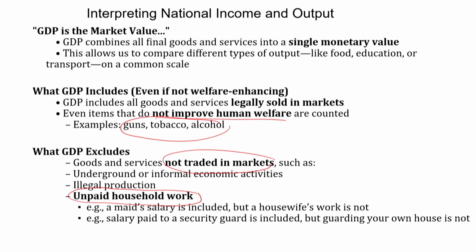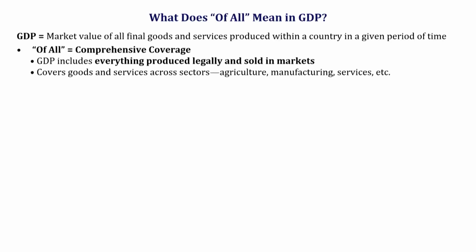So that means in your home, if you are employing a maid, the salary paid to the maid is part of the GDP, but if you are not employing anyone and you are doing all this activity on your own, that is not part of GDP. Similarly, salary paid to a security guard for your home is included, but if you are guarding your own house, that is not included in the GDP measurement. So clearly, unpaid household work is not included in the GDP measurement.